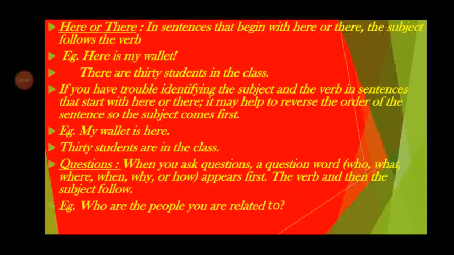When you ask questions, a question word (who, what, where, when, why or how) appears first. The verb and then the subject follow. Who are the people you are related to? There, the subject is the people. So after the question word who comes the helping verb, and after that comes the subject.